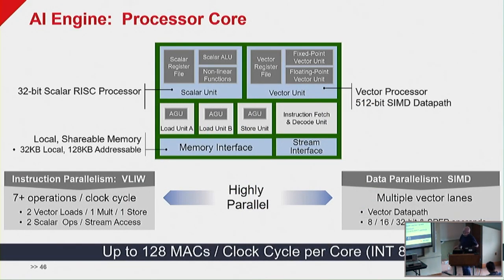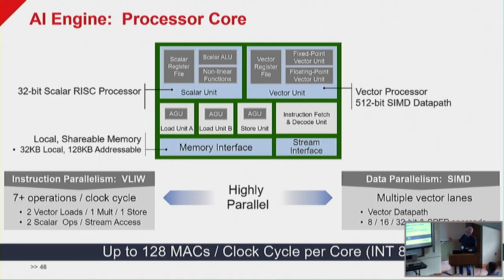A little bit more detail, I don't want to get too lost in this because there's a lot. This is a 32-bit RISC processor. It's got some nonlinear functions, like I think it's square root and a few other awkward things to compute. This is the vector unit with both fixed point and floating point.